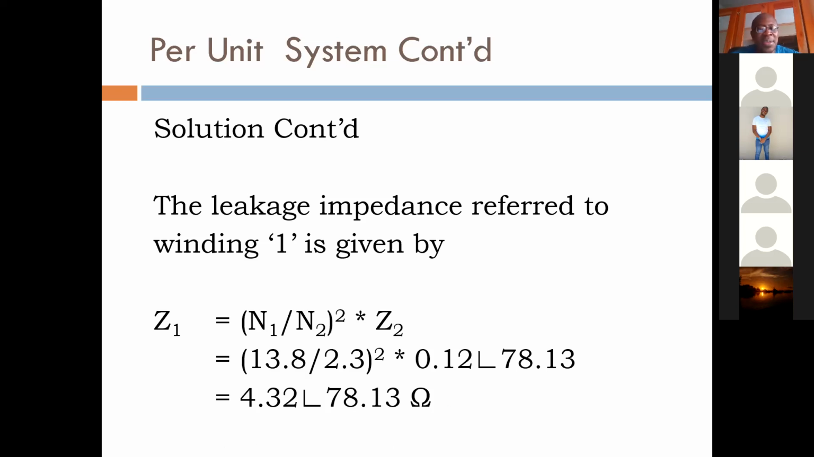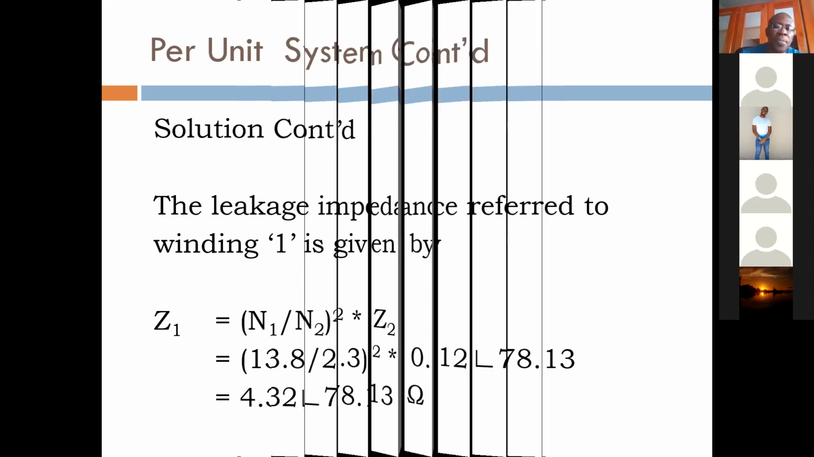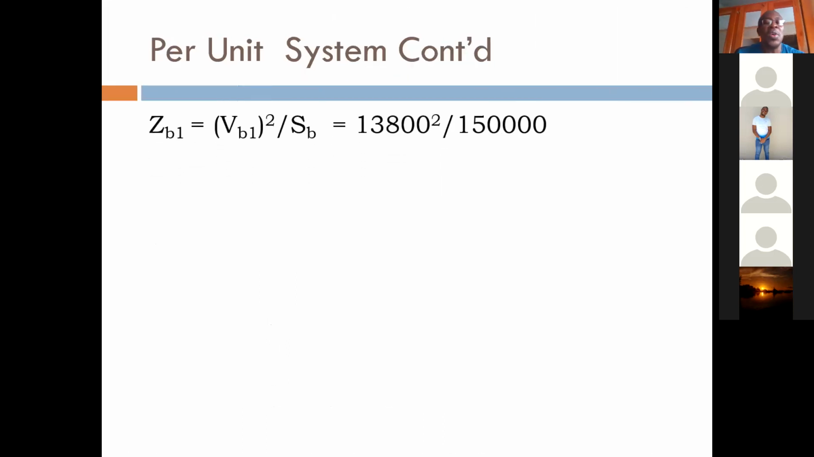All right. So Z1 is 4.32. That's the actual impedance on the high voltage side. Now I need to find the base impedance on the high voltage side. So question, what would be the S base on the high voltage side? The same 150K. Good. I'm just checking to see if you're following. So the Z base on the high voltage side would be your V base squared over your S base. So it gives me 1269.6.